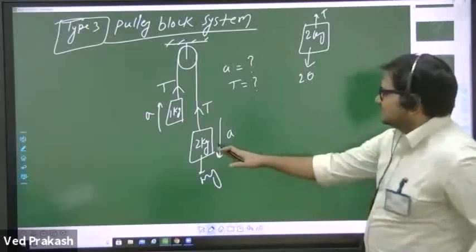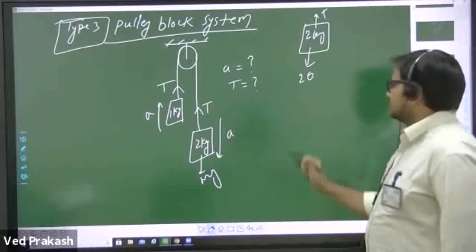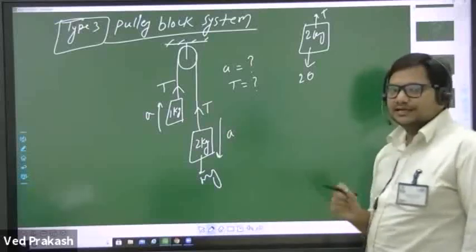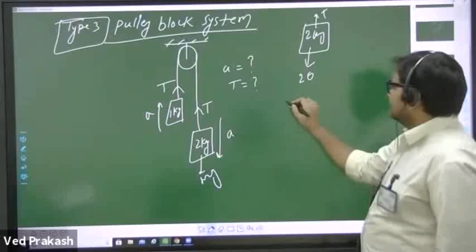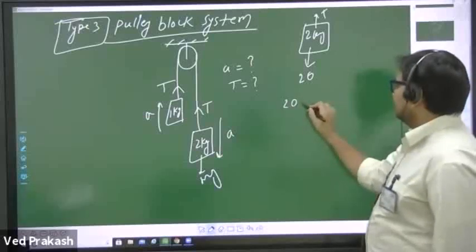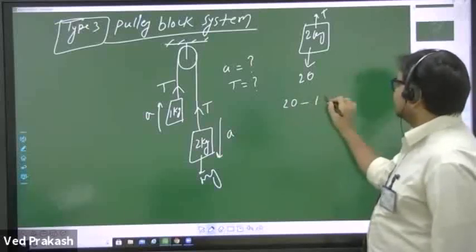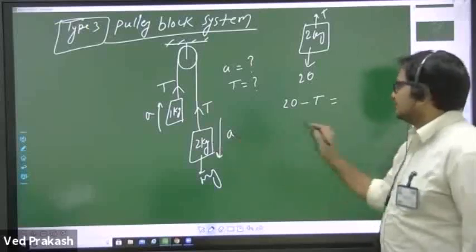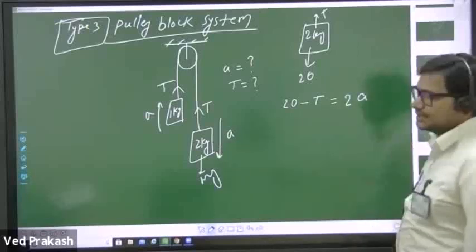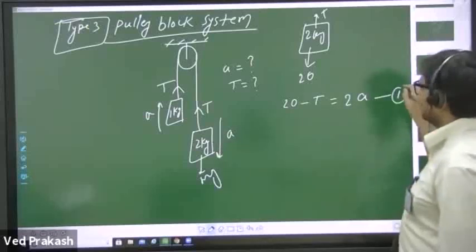Since this block is moving in the downward direction, the 20 Newton force is greater than T. So I will write here Newton's law: total force 20 minus T equals the mass of this object, 2, into its acceleration. This is equation 1.